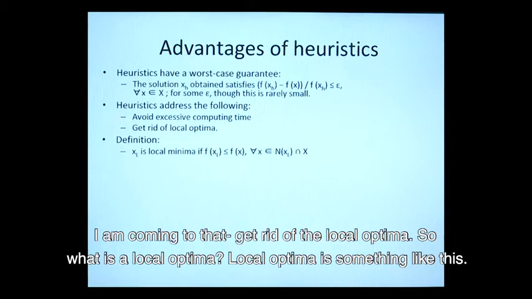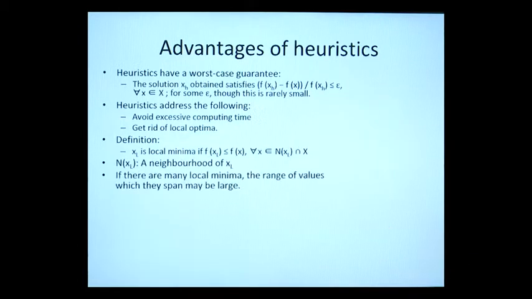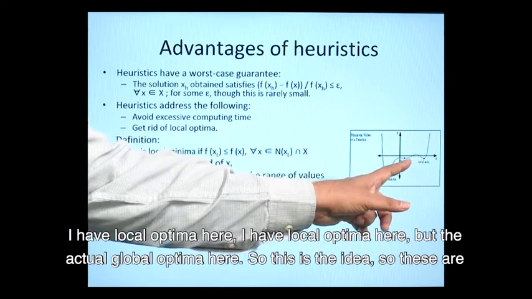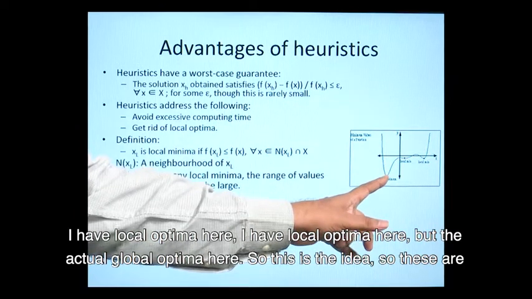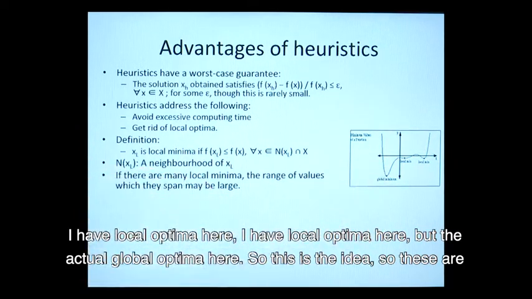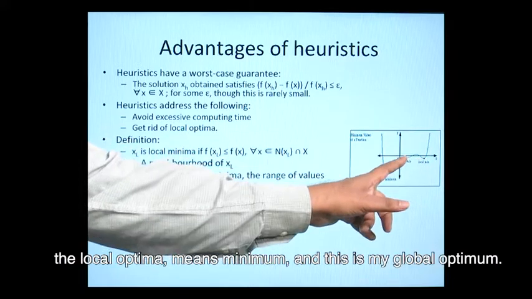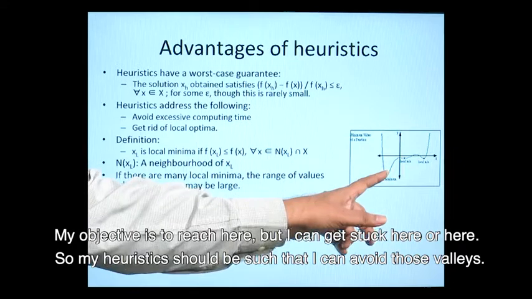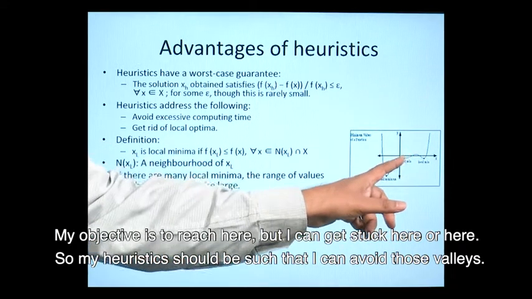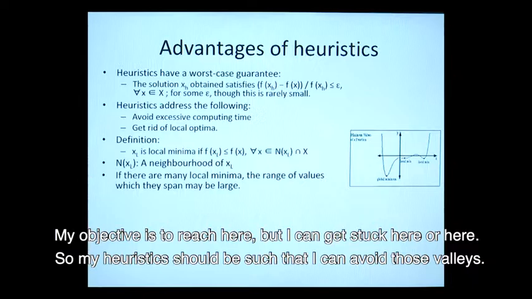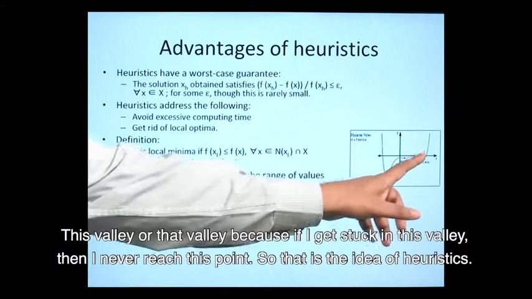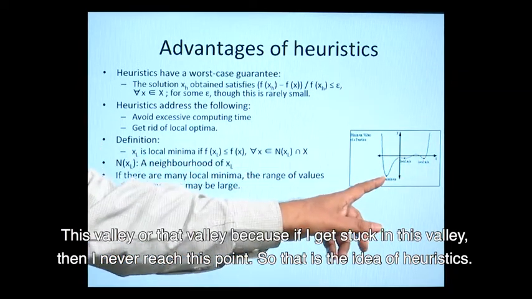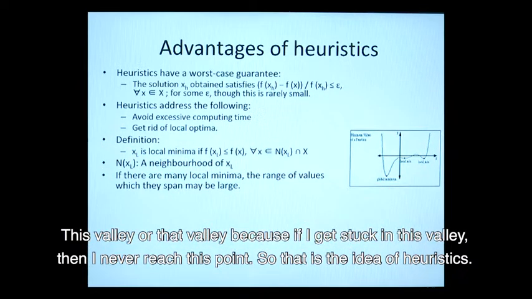So, what is a local optima? Local optima is something like this. I have local optima here, I have local optima here, but the actual global optima is here. Okay? So, this is the idea. So, these are the local optima, that means minimum, and this is my global optimal. My objective is to reach here, but I can get stuck here or here. So, my heuristic should be such that I can avoid those valleys, this valley or that valley, because if I get stuck in this valley, then I never reach this point. So, that is the idea of heuristics.